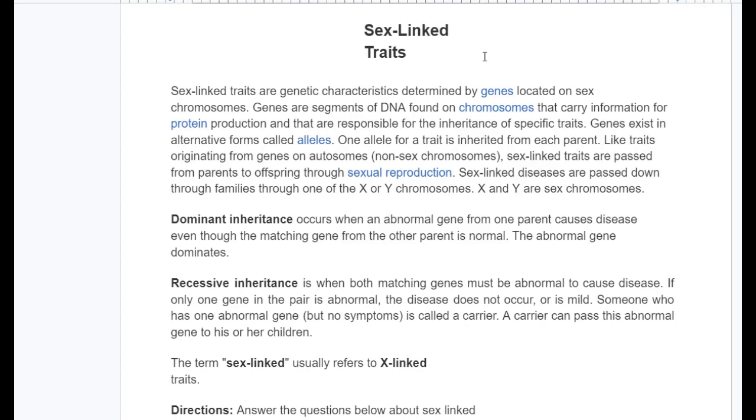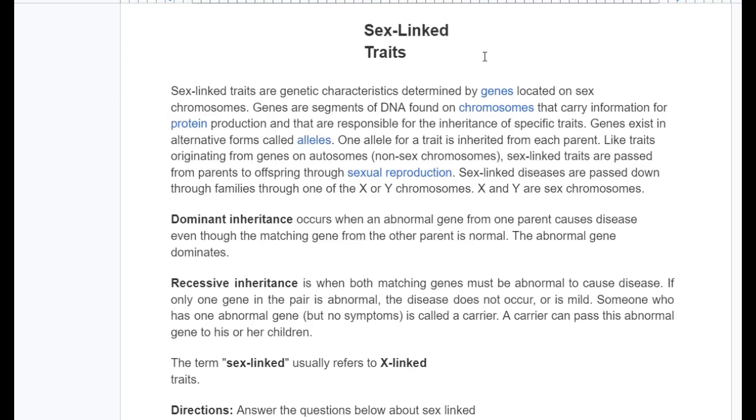One allele for a trait is inherited from each parent, one from a sperm, one from an egg. Unlike traits originating from genes on autosomes, which are really chromosomes numbers 1 through 22, they're autosomal, also called the non-sex chromosomes. Sex-linked traits are passed down from parent to offspring through sexual reproduction. No kids, we will not be showing that tonight.